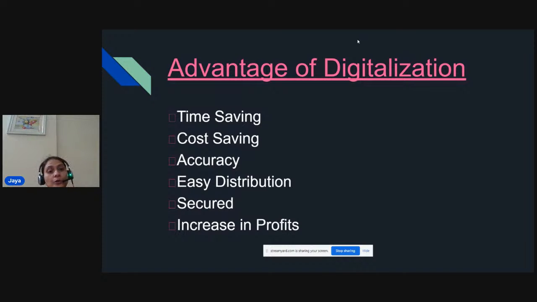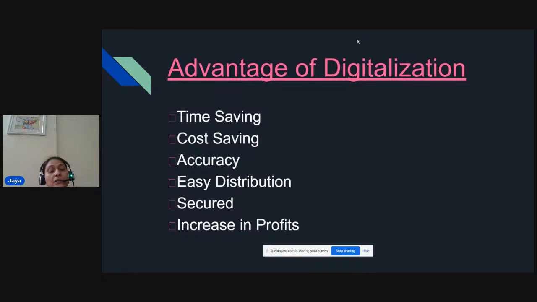Secured. When we are talking about security, all the documents are secure when you have the entire data about your brand and product on an online platform. It is really secure. If something happens to your system, you still have the advantage that you can retrieve that data.